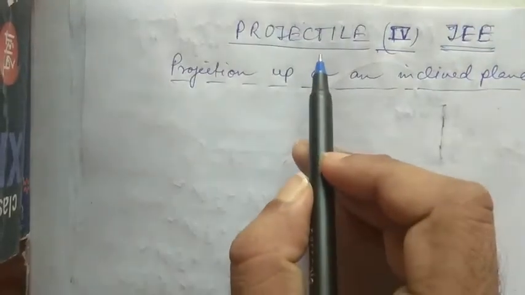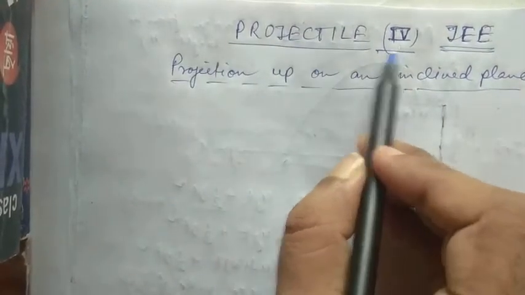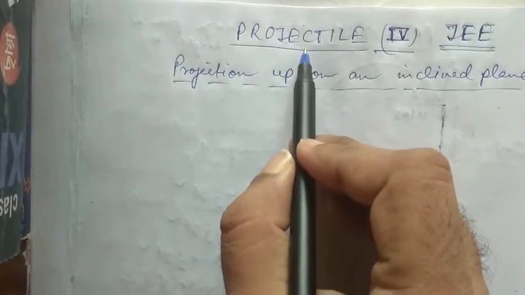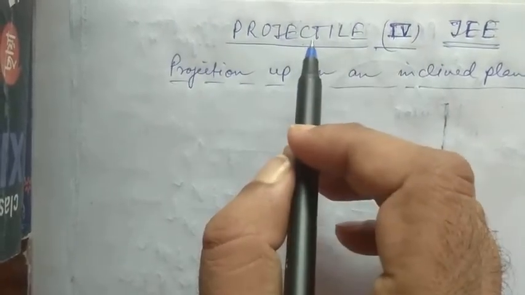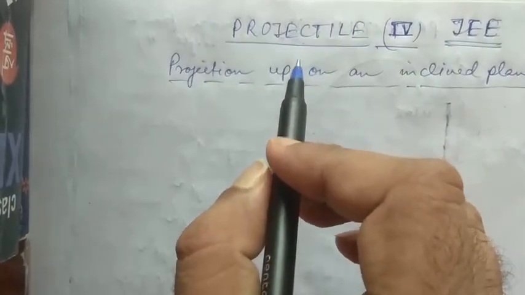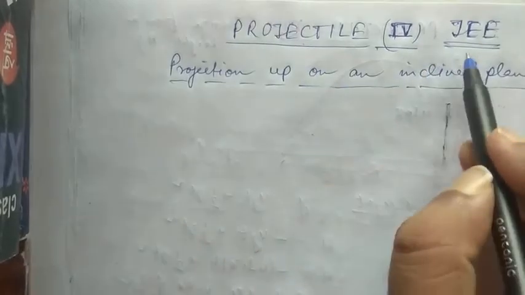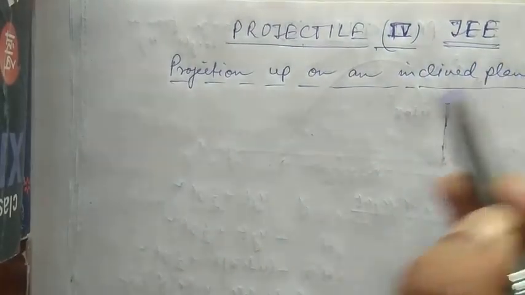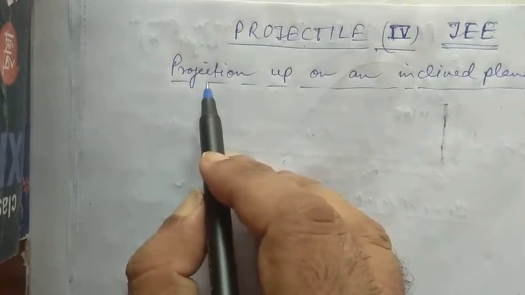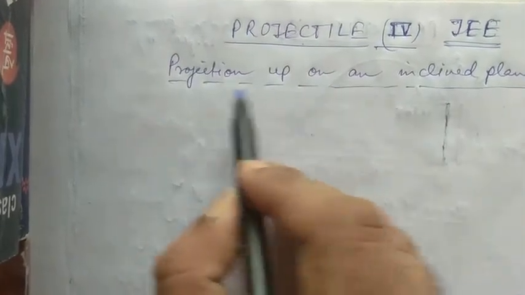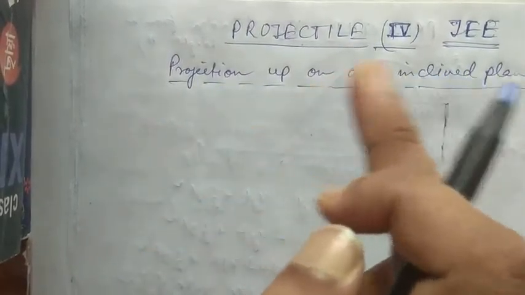In this video we are going to discuss a fourth type of projectile. Now these types of projectiles are not in the syllabus for CBSE. They are only for JEE Mains and Advanced. Now this is a projectile which is thrown from an inclined plane.